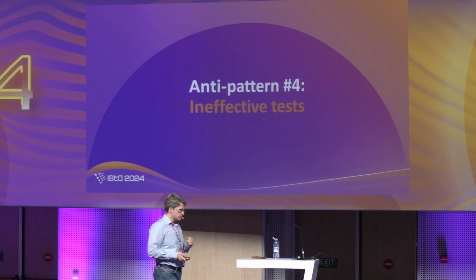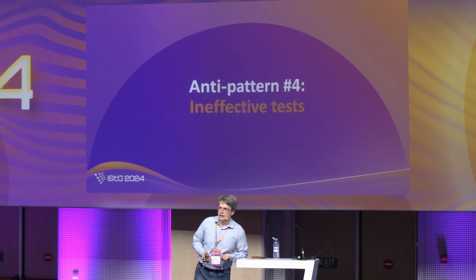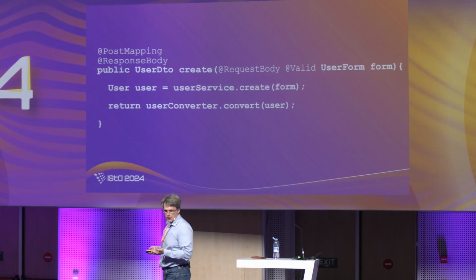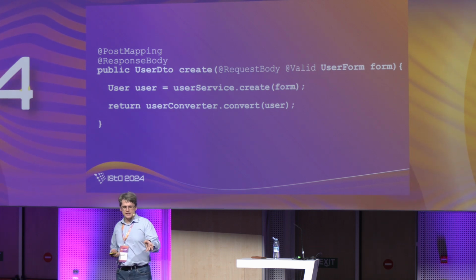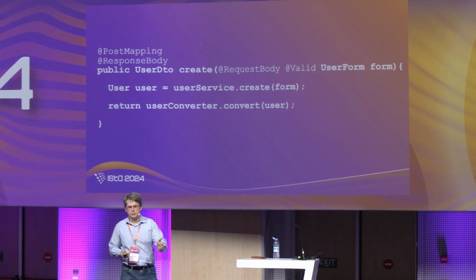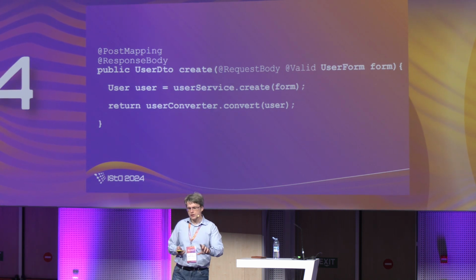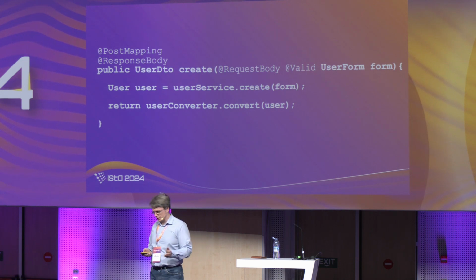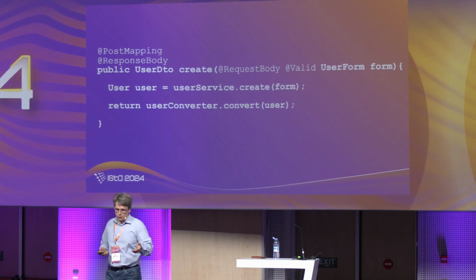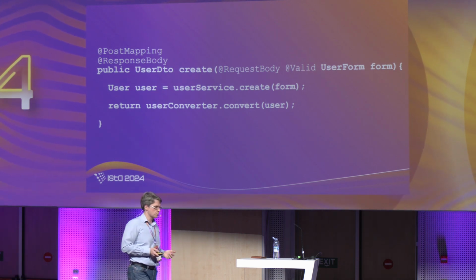And the last one is ineffective tests. Here, the example I would use is this kind of a controller method. We are just receiving some kind of input, like a JSON. We are calling a service, we are converting the result to a JSON and returning it. It's quite common code that frameworks employ, and you can see it in different parts.